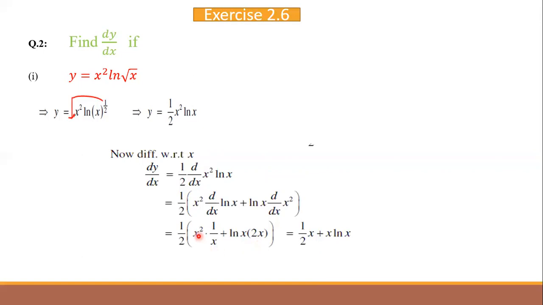This x cancels with the power of this, the remaining is x, and applying 1 by 2, I'll open the brackets, 1 by 2 into x, and when this 1 by 2 multiplies by this term, this 2 cancels out with this 2, and the final answer is x plus 1 by 2x plus x natural log of x.